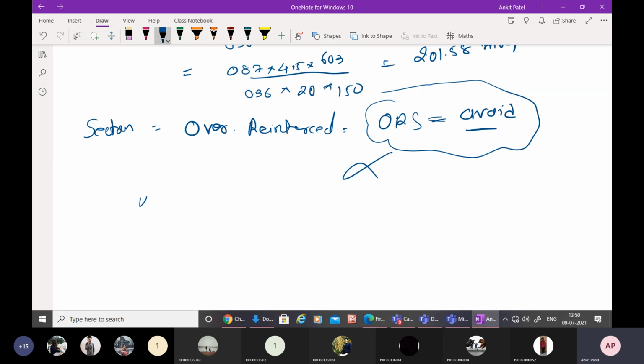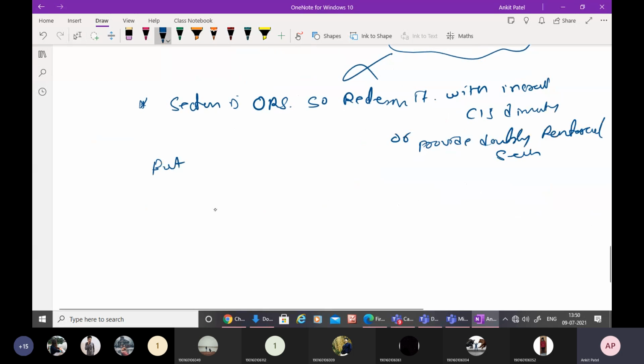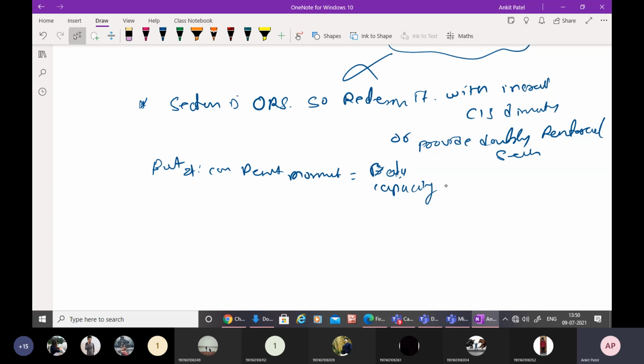So for that you have to make one statement. Section is over reinforced, so redesign it with increased cross-sectional dimension or provide a doubly reinforced section. But it can resist a moment equal to the capacity of the balanced section. So now it means that we have to find out the moment with the help of C into Z.